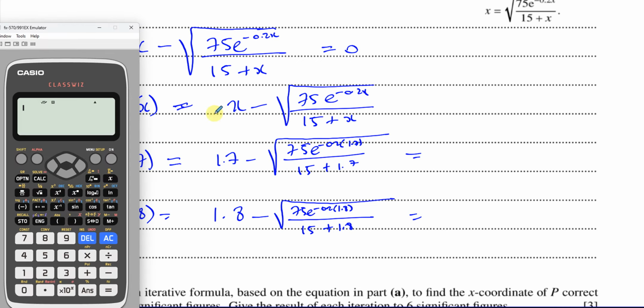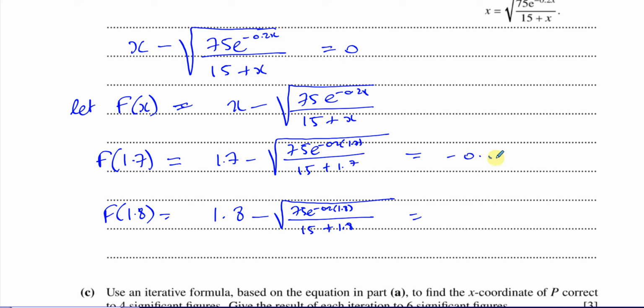So we're going to do 1.7 minus the square root of 75 times e to the power of negative 0.2 brackets 1.7, all over 15 plus 1.7. Okay, so that should give us a value. Let's see what it gives us. It gives us a negative value, negative 0.0879. I just found it to 3SF, no problem.